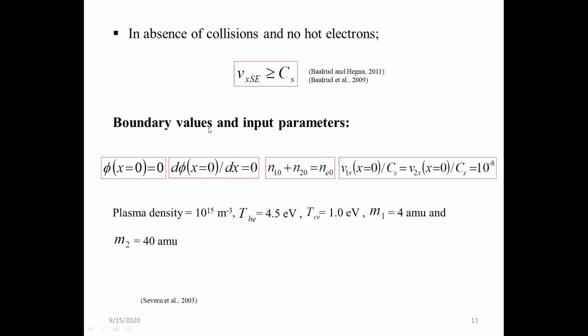These are the input and boundary parameters. These are all taken from the previous experimental work by Severn et al., 2003. The electron density and temperature are similar to the previous work, and the length of the region of interest is also in the range of the previous experimental work.